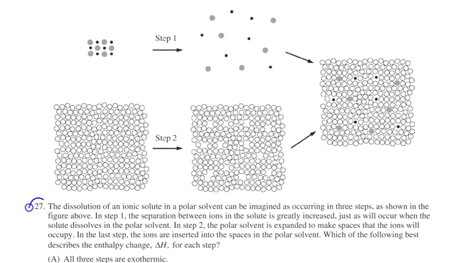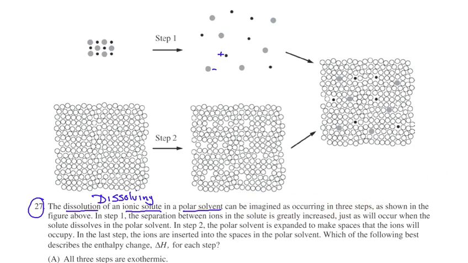In number 27, they say the dissolution of an ionic solute. Fancy word for just dissolving, okay? So I'm just going to write it here so we don't get intimidated by that word. We're just dissolving. Dissolution of an ionic solid in a polar solvent. Well, it has to be polar because ionic compounds are positive and negative. So this could be the positive, this could be the negative. Okay, now it can be imagined as occurring in 3 steps.